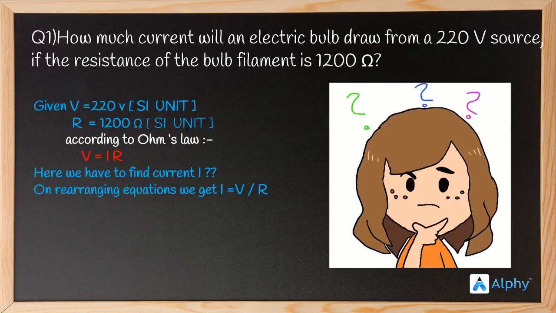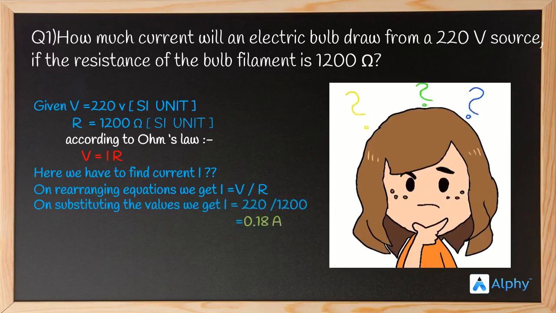We need not convert. Now according to Ohm's law, we know that V is equal to IR. So we have to calculate I. We have both V and R, so just rearrange the equation. We need I, so V by R is equal to I. So I is equal to V by R. Now on substituting the values, we get I is equal to 220 by 1200, which is 0.18 amperes.